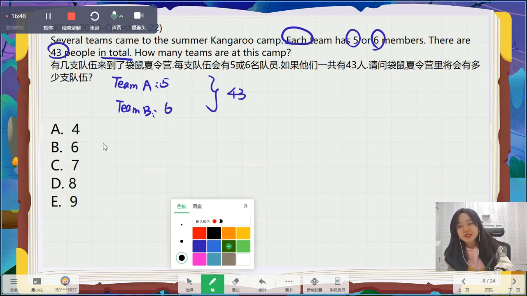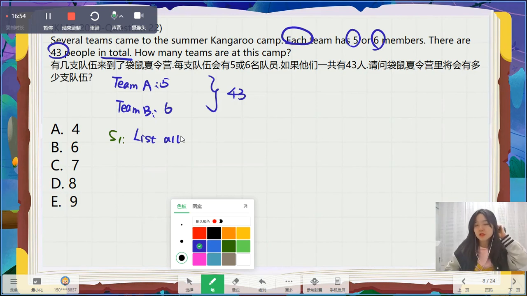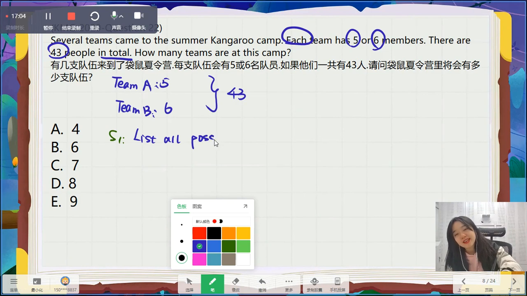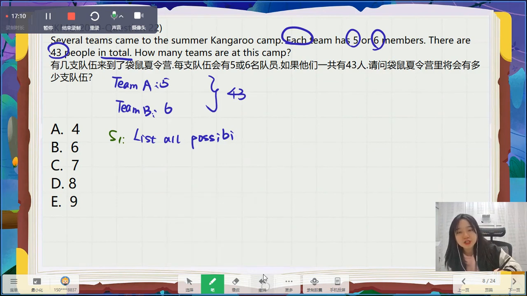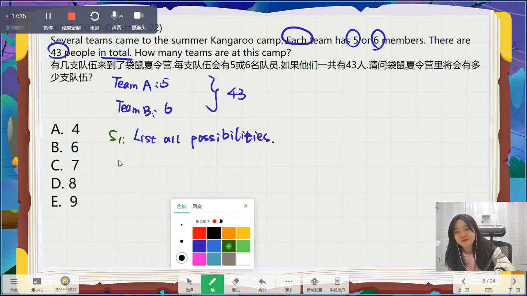The first way to solve it, you just need to list all possibilities. Perhaps there is only one team A, so how many team B do we need? Just like this, you list all possibilities and check if they can satisfy the conditions in the question. And now let's continue.